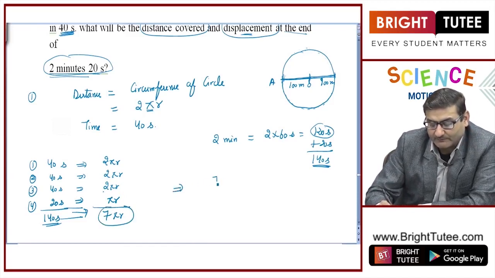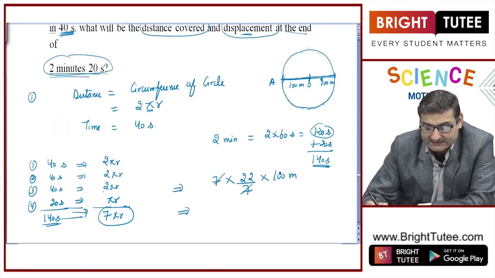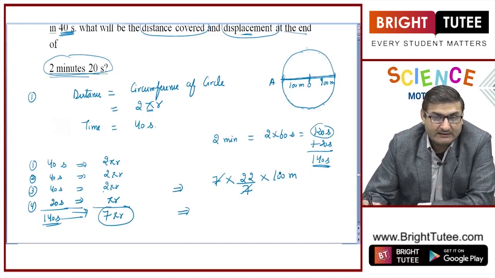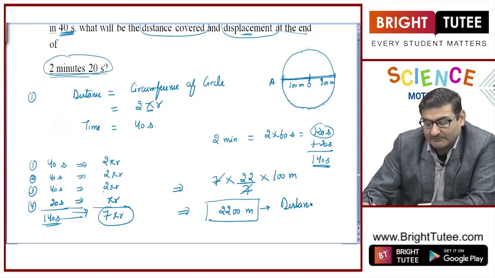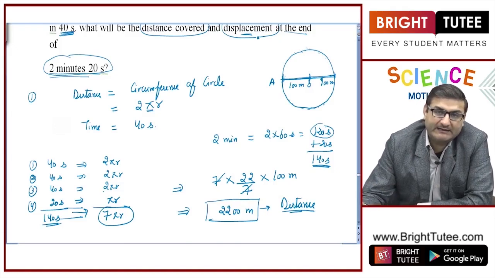Putting the value of pi and r, I know that pi is equal to 22/7 and r is given to be 100 meters. Cancelling 7 with 7, I get the total distance covered by this athlete in 2 minutes 20 seconds will be 2200 meters. This is the distance covered by the athlete. Clear? Now, talking about the displacement.